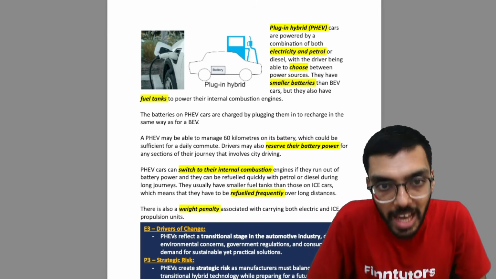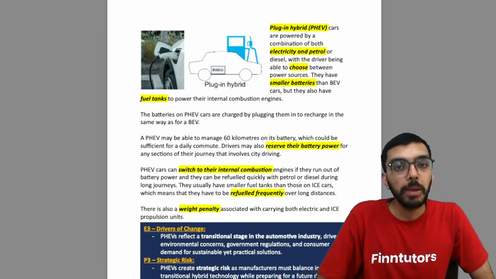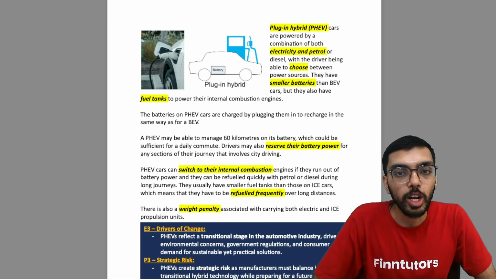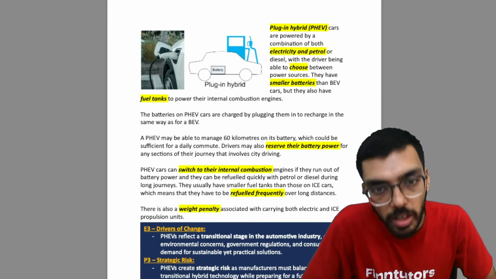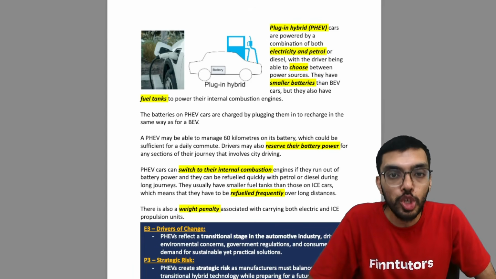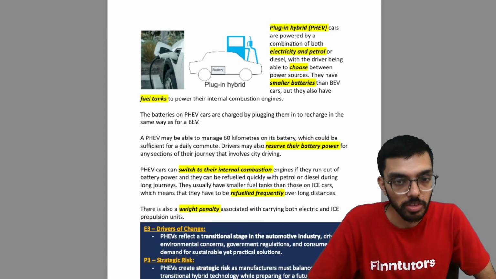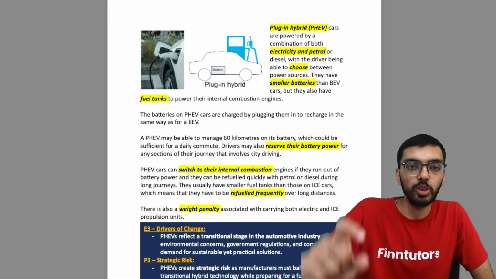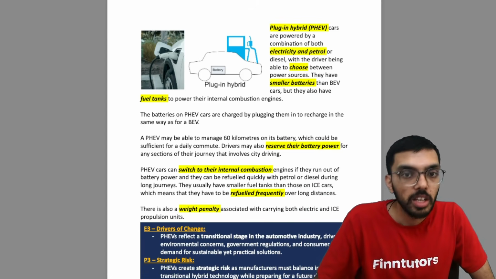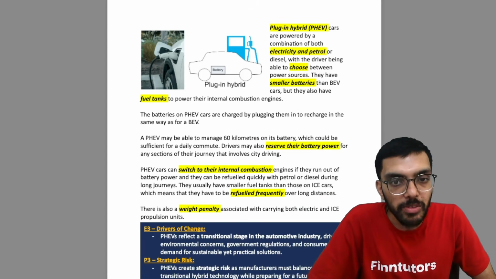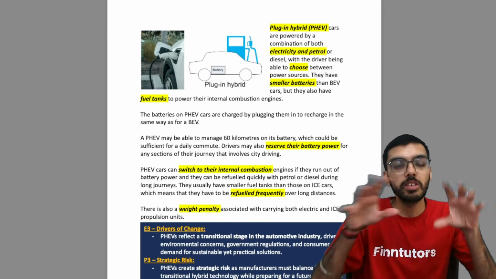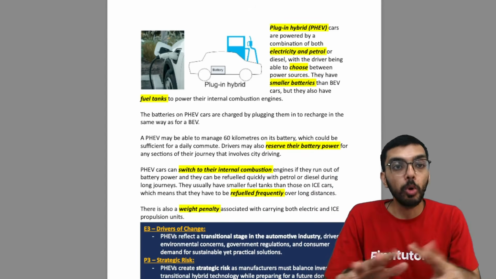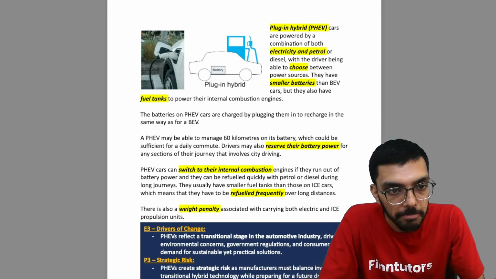Next, we have plug-in hybrid. Now, plug-in hybrid cars are powered by a combination of both electricity and petrol or diesel, with the driver being able to choose between the power sources. The driver can choose, do you want to run on battery, do you want to run on petrol? They have smaller batteries than BEV cars, but they also have fuel tanks. So this has pretty much the best of both worlds, let's put it that way.